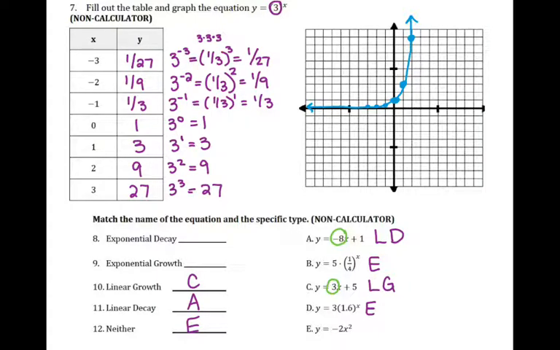Now for exponential growth and exponential decay, what you need to look at is the base. The base is what is attached to the exponent, so I'm looking at the 1/4 and the 1.6. If my base is between 0 and 1, that is going to be exponential decay. If my base is greater than 1, that's going to be exponential growth. So letter B is exponential decay, and letter D is exponential growth.